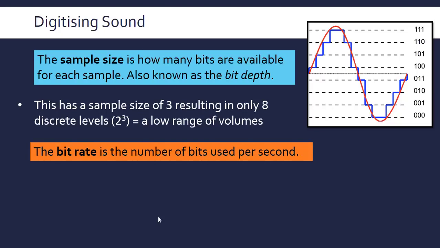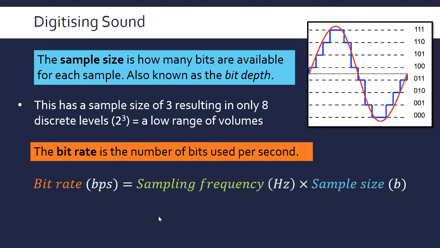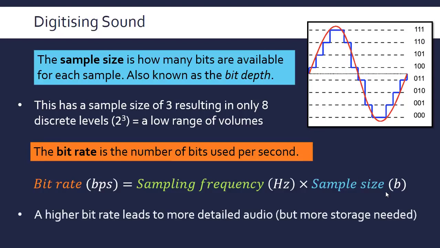Another term you need to know is the bit rate, which is the number of bits used per second, and this comes from the sampling frequency multiplied by the sample size. The base unit of bit rate is bits per second, and the other 2 units are hertz and just bits. So this is kind of like how much data needs to be stored per second, and this allows us to work out file sizes. A high bit rate leads to more detailed audio or better quality audio, but you also need more storage because you're using more bits per second. You need more bits available in your memory to store this audio.